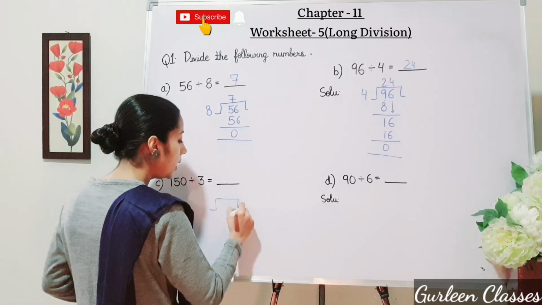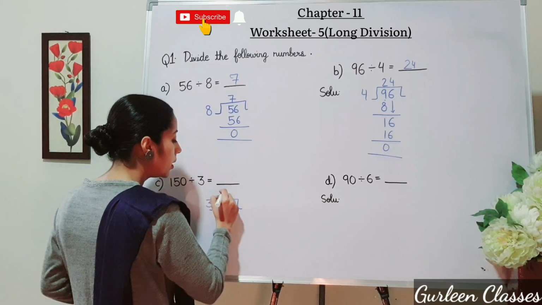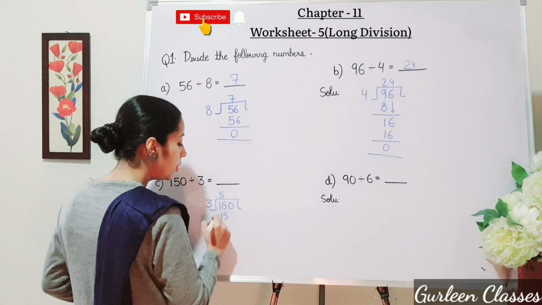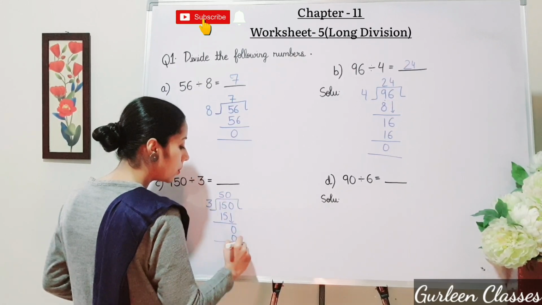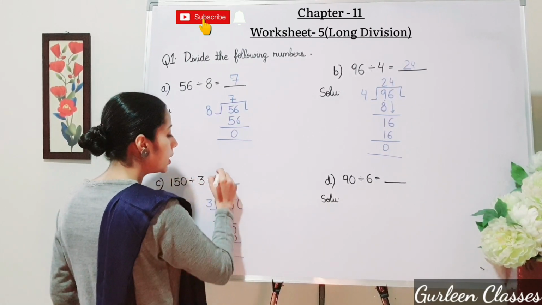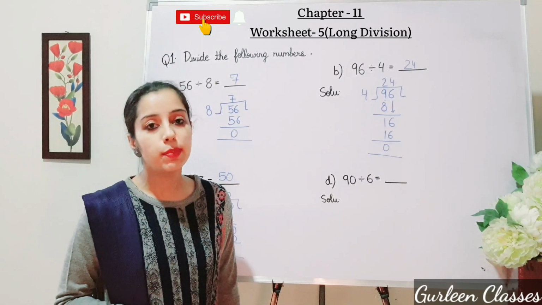Now C part, 150 divided by 3 is equal to. So 150 is the dividend and 3 is the divisor. 3 fives are 15 and 0. 3 zeros are 0. Remainder is 0. So quotient is 50.